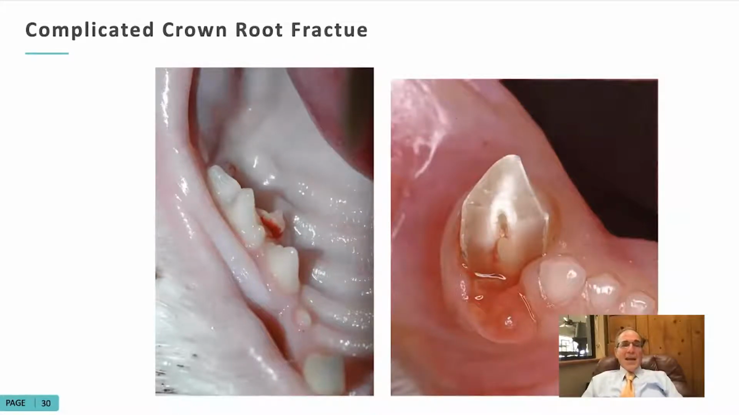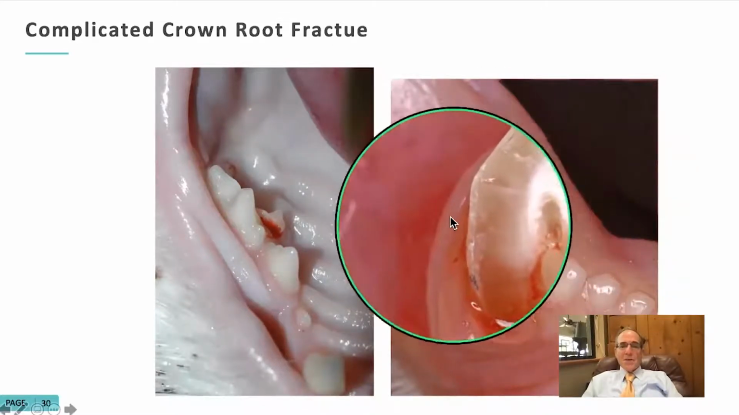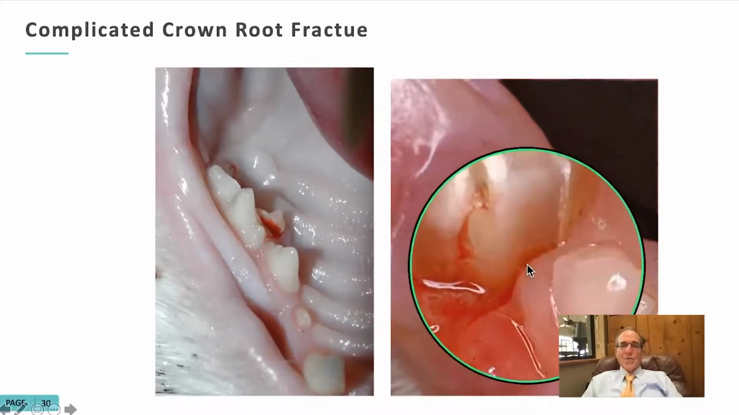A complicated crown root fracture, these are complicated so you can see the pulp being exposed here, and it goes into the root area.